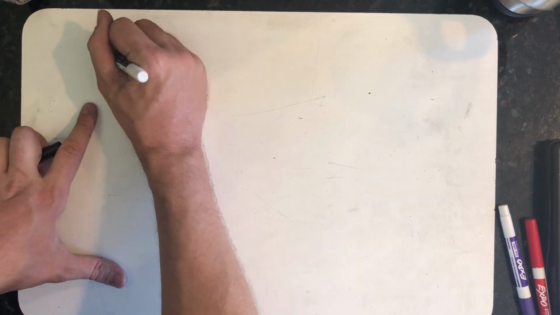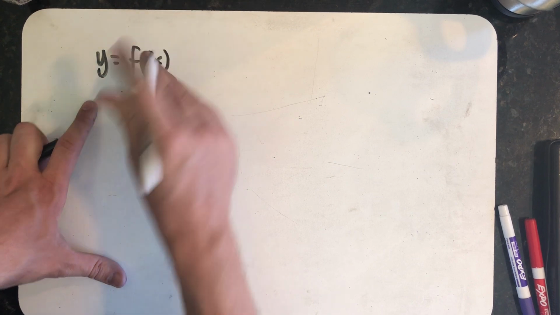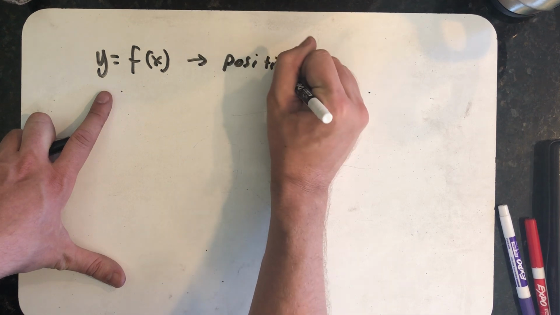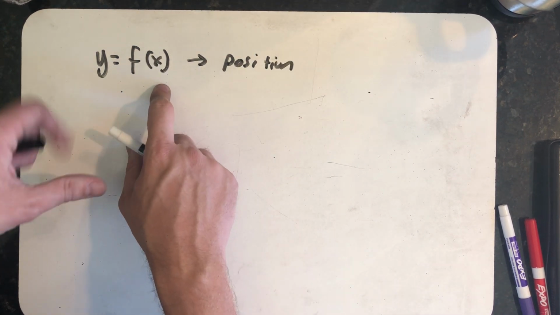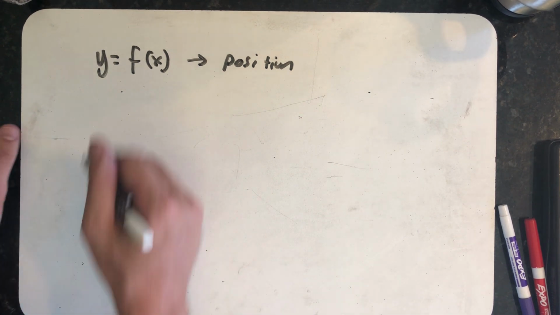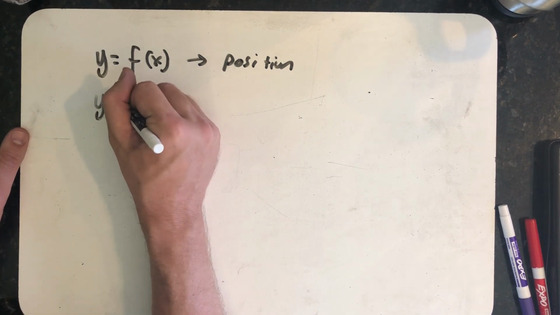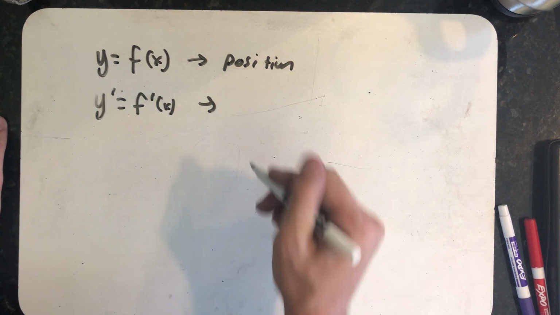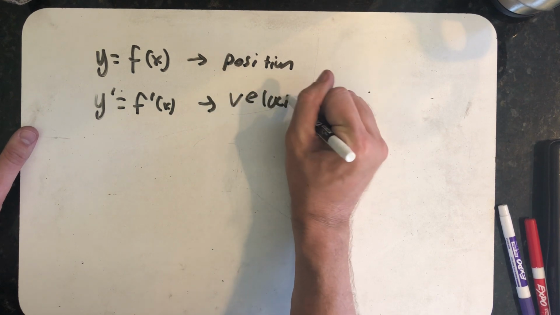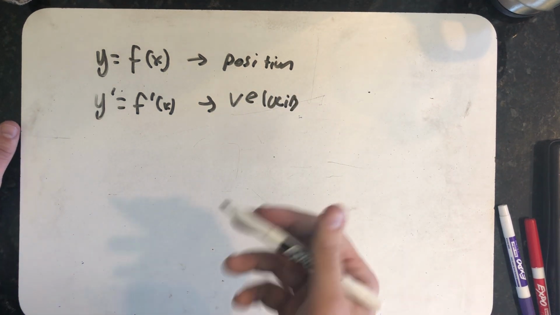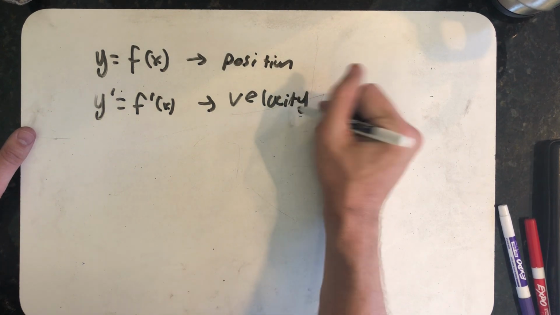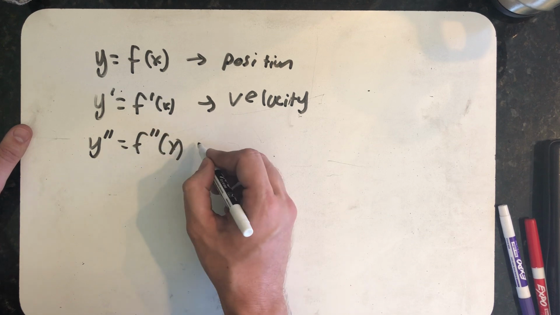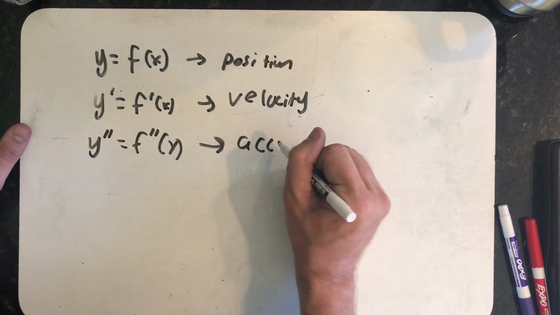But while we're talking about these derivatives of higher order, I could think about y equals f of x as a position function. Plug in x, get out y. All right, well then if I take a derivative, y prime is f prime of x, well that should be an instantaneous rate of change. We could think of that as velocity. Velocity. Take a derivative, and that's a rate of change of a rate of change. That's what is known as acceleration.